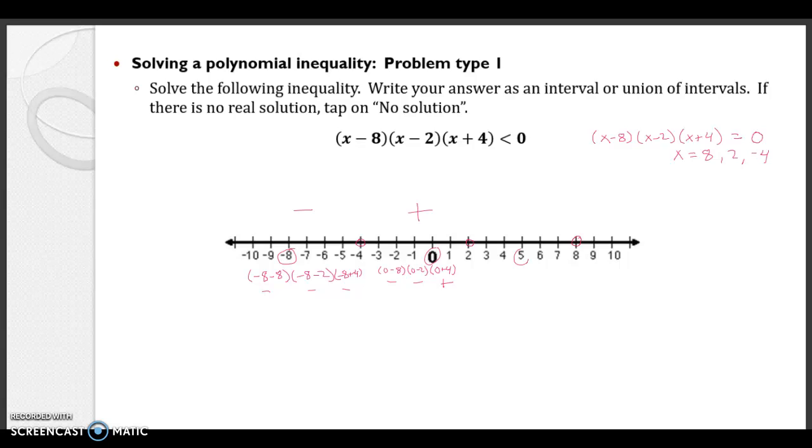Let's go ahead and check the value 5. 5 minus 8 times 5 minus 2 times 5 plus 4. 5 minus 8 is negative, 5 minus 2 is positive, 5 plus 4 is positive. Overall, I get a negative there. Now let's plug in 10. 10 minus 8 times 10 minus 2 times 10 plus 4. Those are all going to be positive, so overall I'm going to have a positive.